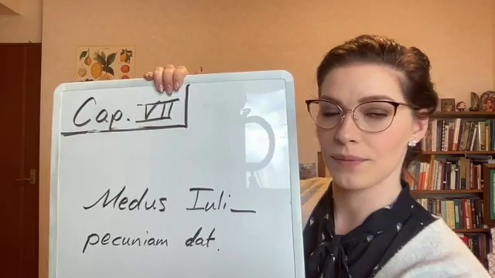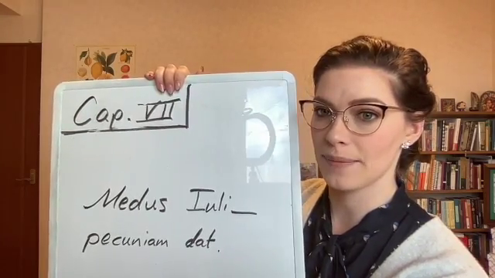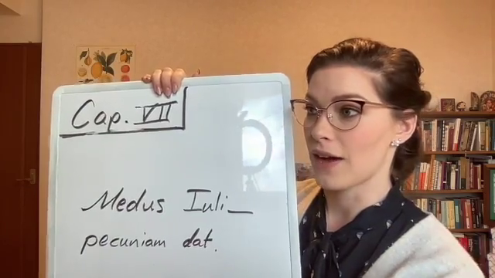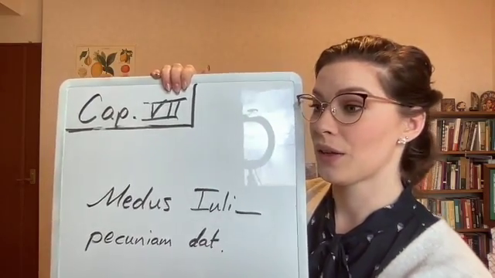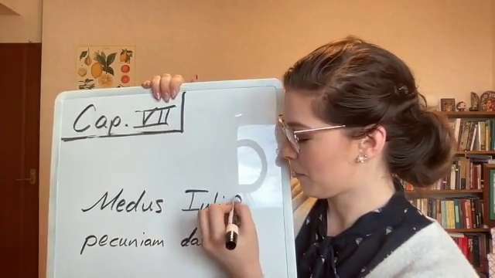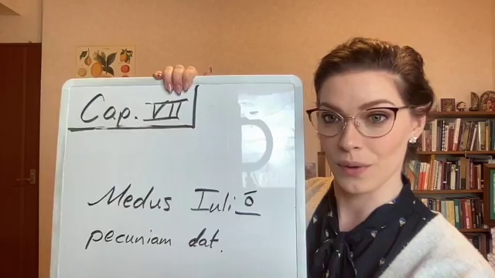Everybody think for a second. What is our masculine ending? And it's not plural. All right, 5, 4, 3, 2, 1. Boards up. It's Julio. All right. Next one.